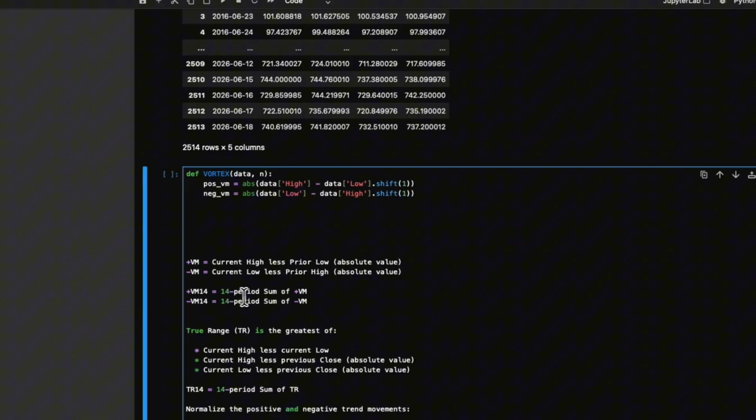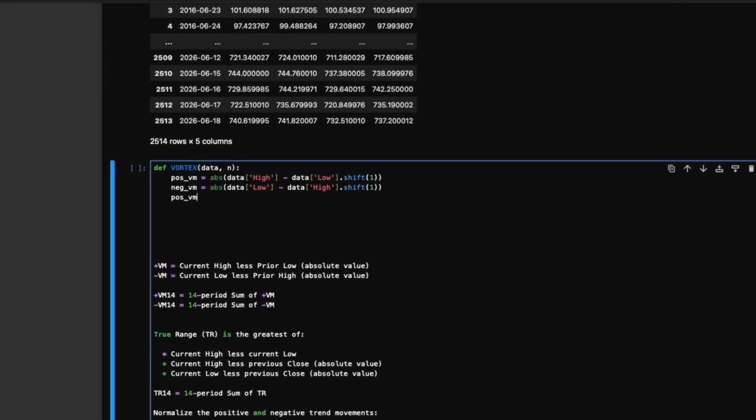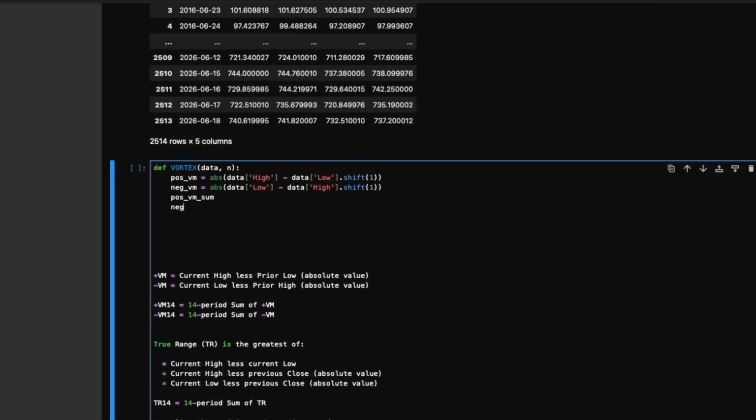And then what we're going to create now is a 14 periods or an n period sum of these values here. So I'm going to call that pos VM sum and neg VM sum. And then all these are 14 period rolling windows added together. So effectively we take the pos VM value that we created above and then use the rolling method, give it n periods, and then from that we calculate the sum. And then same thing for the negative value. So we're just going to change that to neg. So that's that part done.